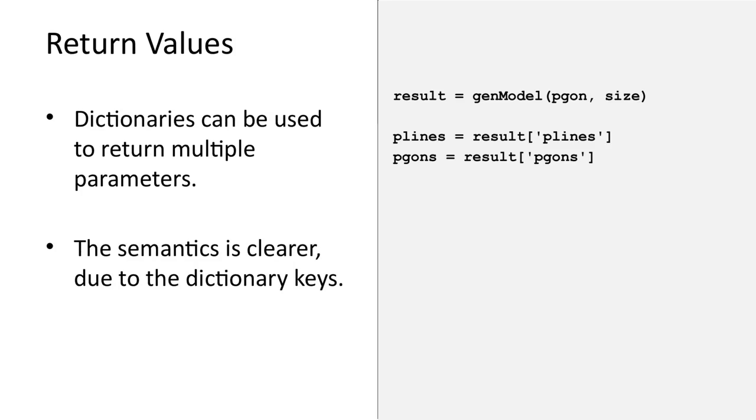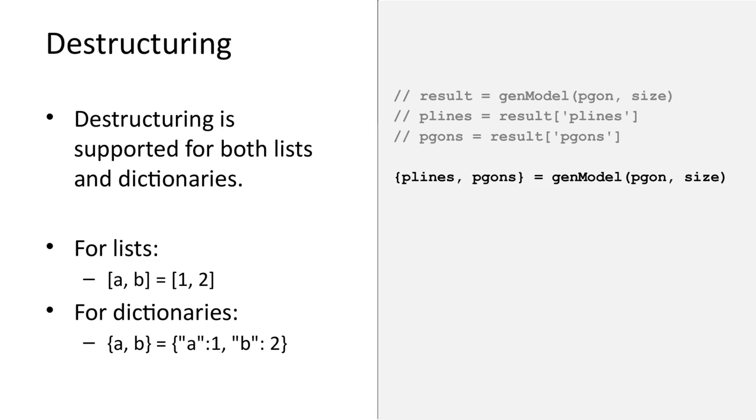The dictionary may again be preferable, due to its ability to more clearly capture semantics. In the example, we can see there is no risk of confusing the polylines with the polygons. For both lists and dictionaries, destructuring can be used. It is semantically clearer, and it requires fewer lines of code.